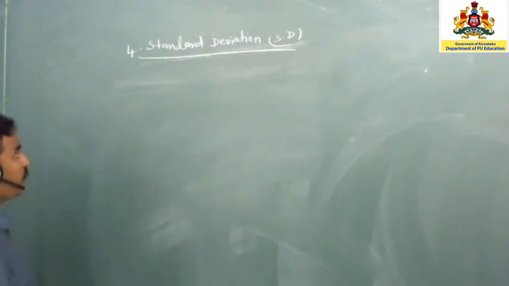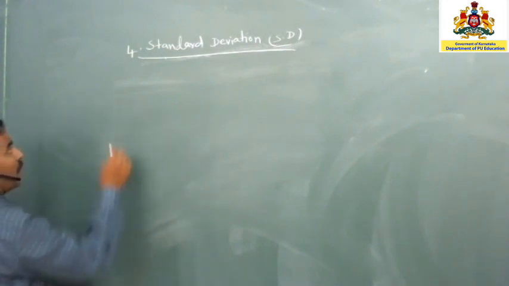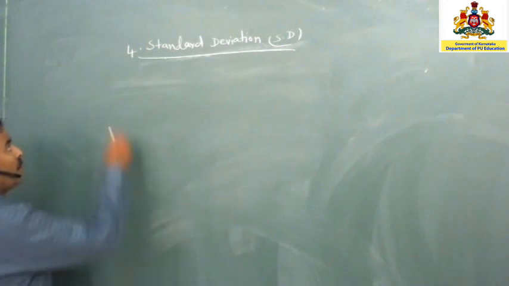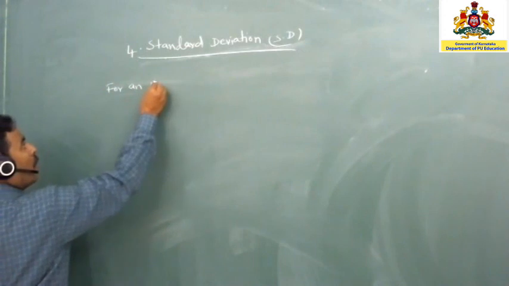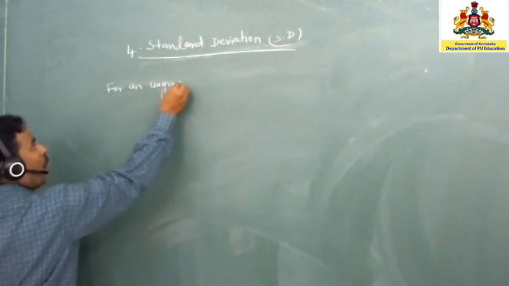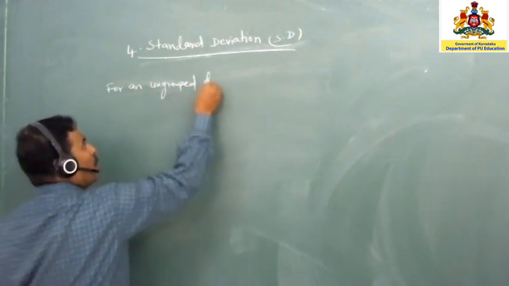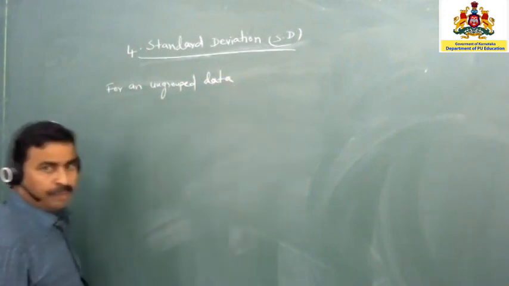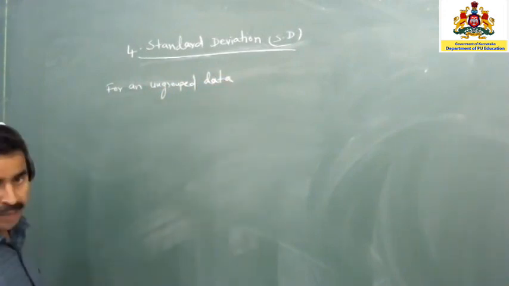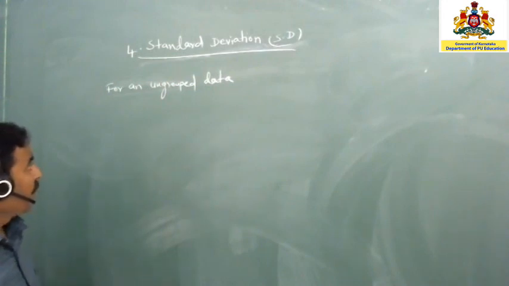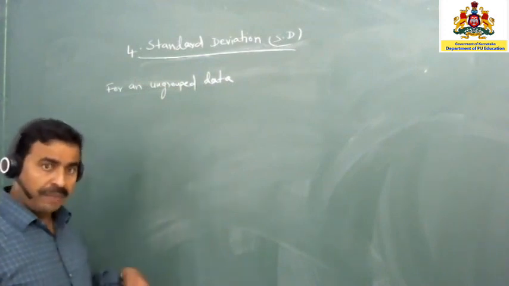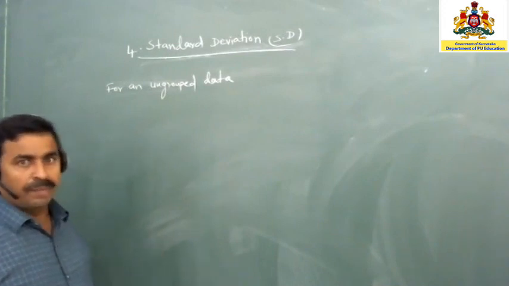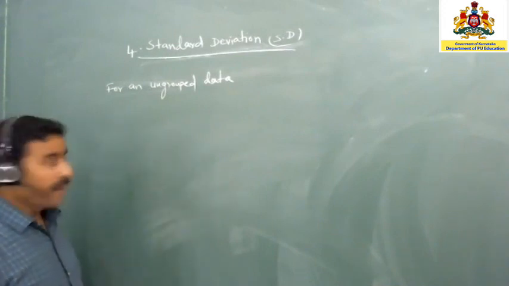Then I'll explain the formula, the computation of standard deviation for an ungrouped data. I'll explain only the direct method formula, so you can learn easily. You can use any method if the method is not mentioned. Usually the method will not be mentioned in the examination. If it is mentioned, you have to apply it. You learn that method also. Now I'll explain the direct method.